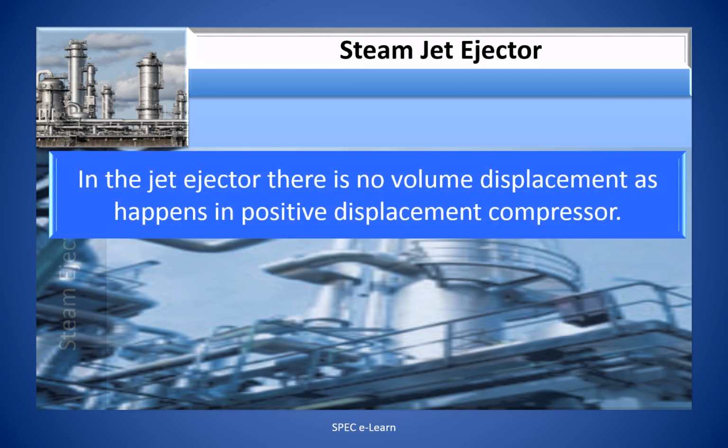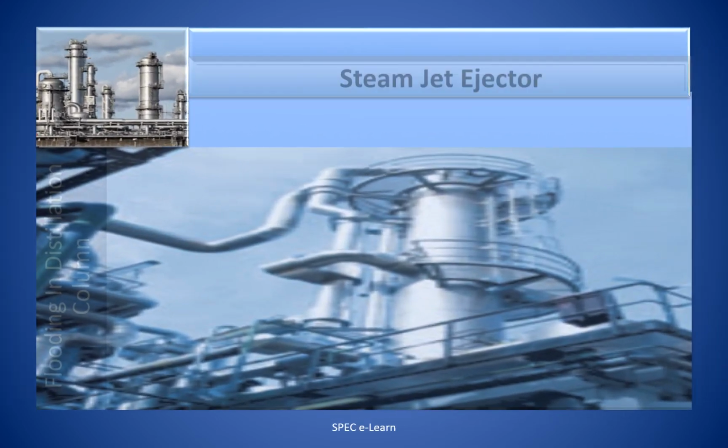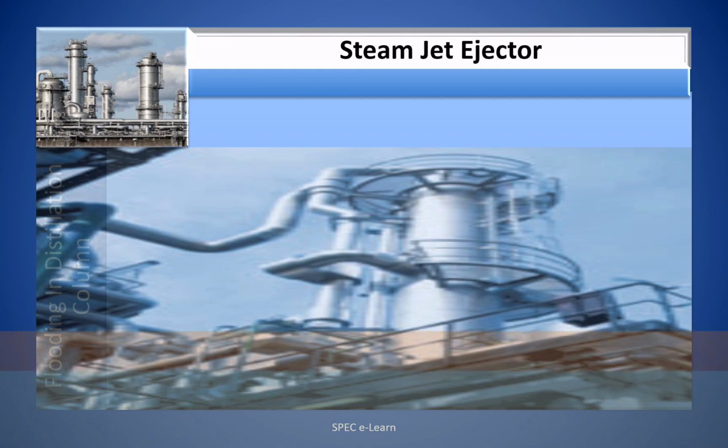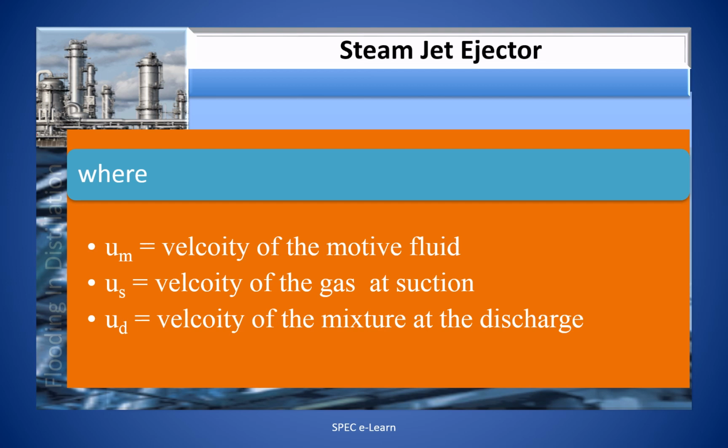In the jet ejector, there is no volume displacement as happens in positive displacement compressors. Instead, it is a momentum transfer device. mm times um plus ms times us equals md times ud. Here md is equal to mm plus ms, which is the mass of motive steam plus the mass of gas sucked in. In the above equation, um is the velocity of the motive fluid, us is the velocity of the gas at suction, and ud is the velocity of the mixture at the discharge.